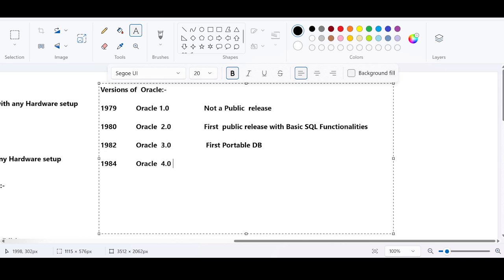Oracle 4.0. They have introduced the concept of consistency. What consistency? The read consistency. If I want to give you a simple example about read consistency, I will tell you why. It's not really required to learn this now, because we will be learning this once again. Introduce read consistency. So what is read consistency in a real-time example?